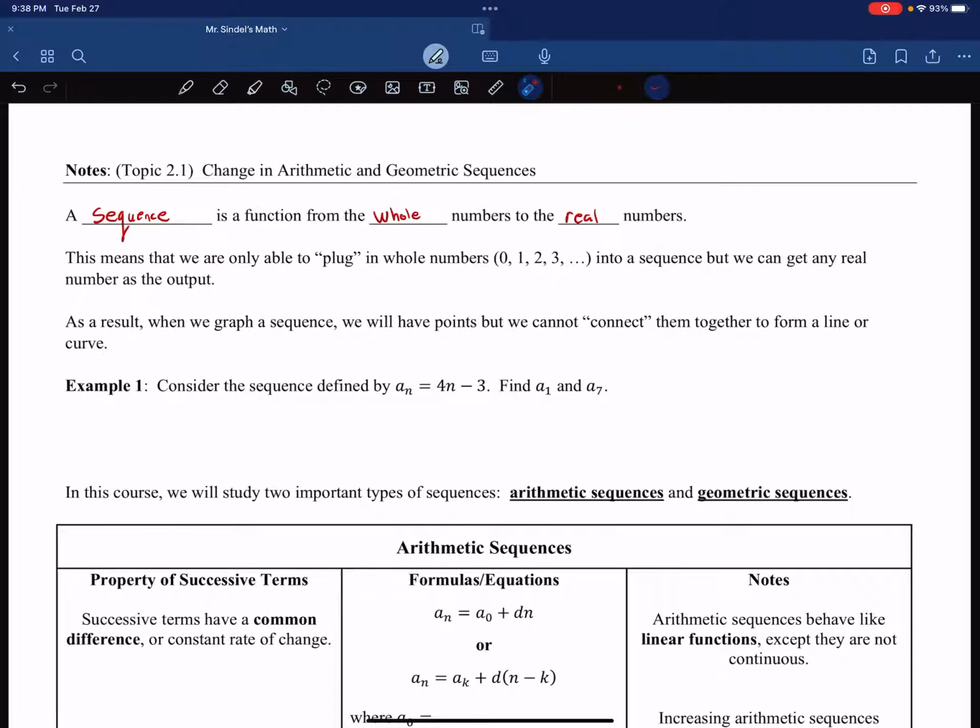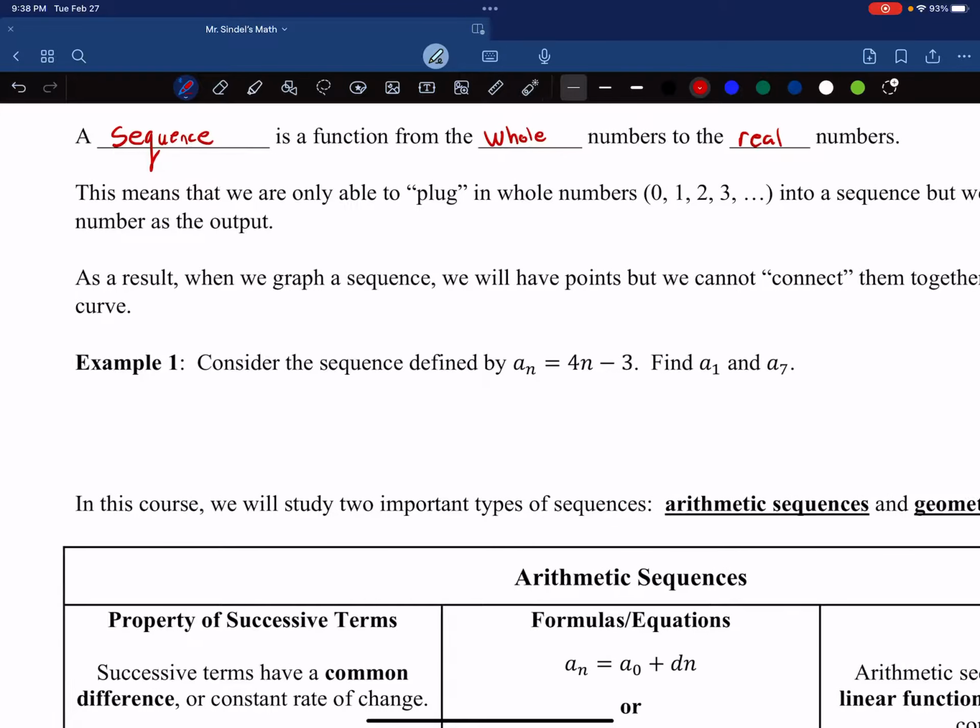In example 1, we're going to consider the sequence that's defined by, and this is how we read this function, a sub n, so each nth term is just 4n minus 3. To find the first term, a sub 1, you take that 4n minus 3 and switch out the n for 1. This is 4 times 1 minus 3. That means a sub 1 is going to be 4 minus 3, which is 1. The first term is 1.